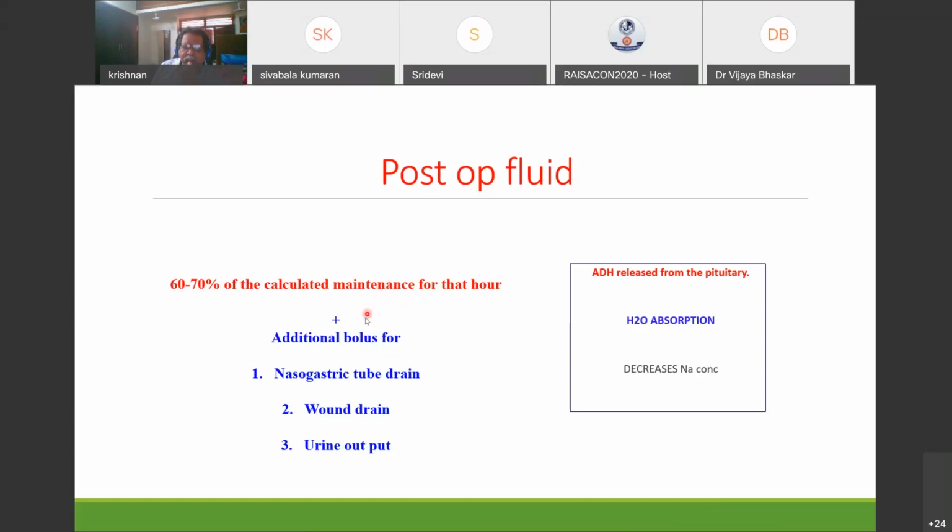Plus, you just add what comes out of the patient. So if the patient is having an NG tube, whatever amount of fluid that comes out through the NG tube, you can replace with an isotonic fluid. If the patient has got a wound drain, whatever the amount of wound fluid that comes in the wound drain, you may have to replace, and you may have to replace the urine output. So this is the amount of fluid that you are going to give in the postoperative period.